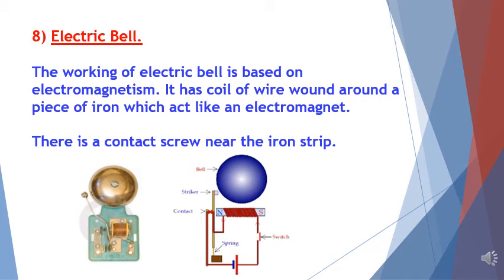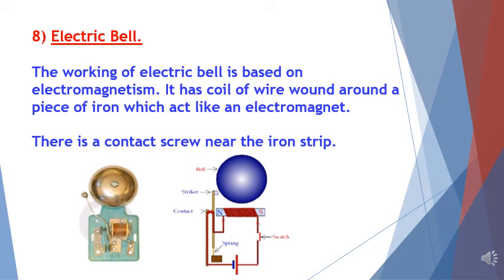Now let us try and understand the working of an electric bell. The electric bell is based on electromagnetism. It basically has a coil of wire around a piece of iron which acts as an electromagnet. There is a contact screw near the iron strip. So whenever we pass electric current through it, the iron strip is in contact with the screw, and when the current flows through the coil, it acts as an electromagnet. It then pulls the iron strip, and in this process, the hammer at the end of the strip strikes the gong of the bell to produce a sound.